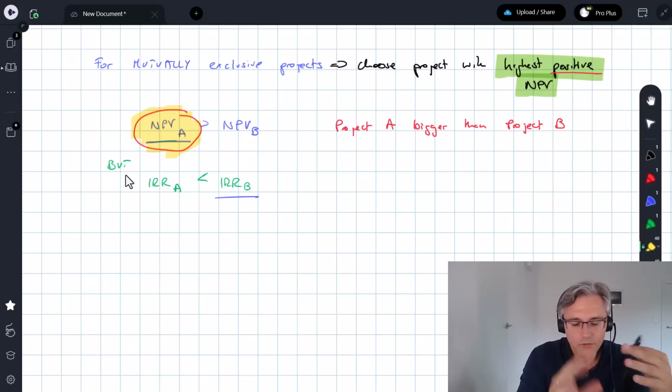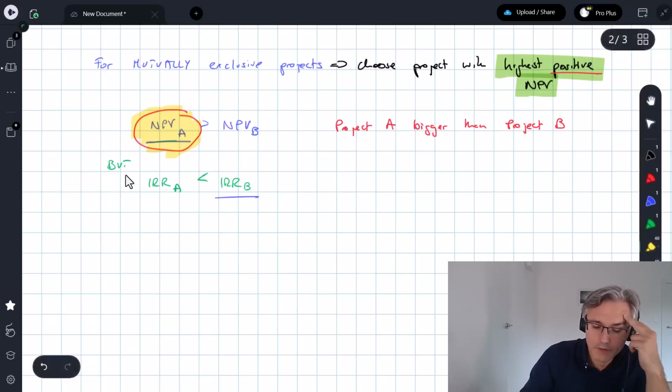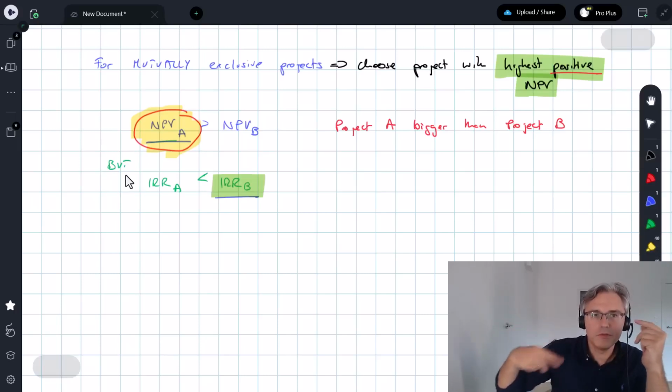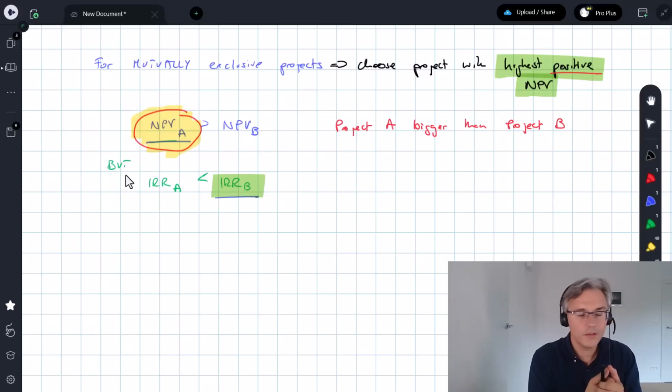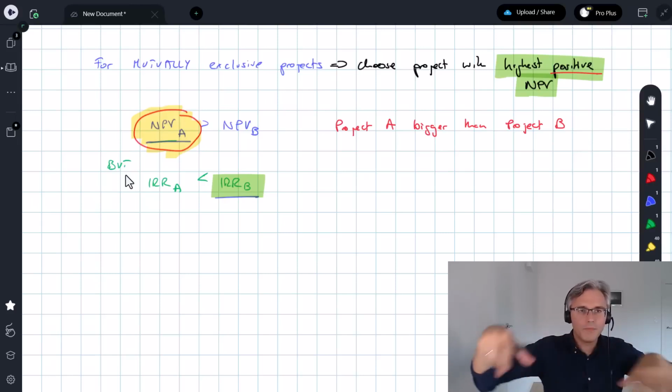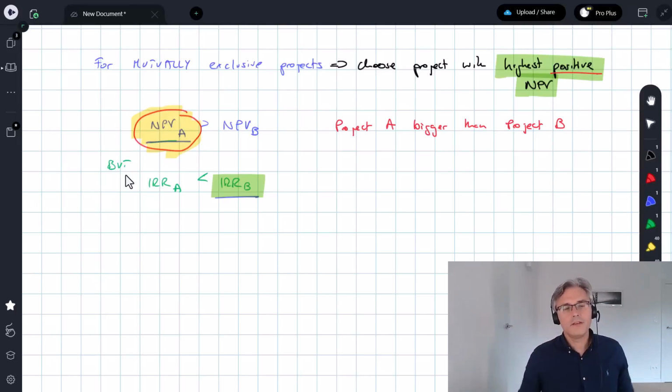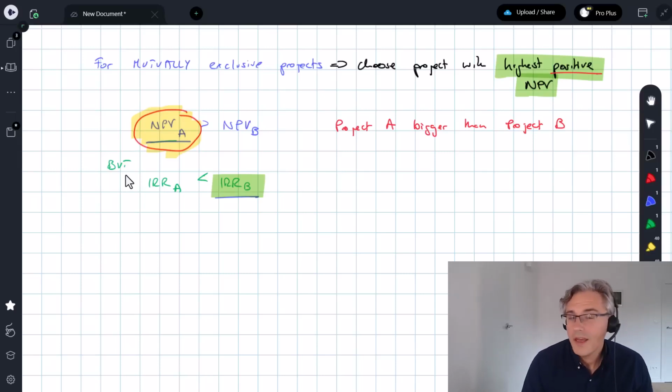Obviously, the exception to the rule would be if you can do B multiple times. If B is highly profitable or has a very high rate of return, IRR, and you can do it side by side and replicate it several times, yes, then turn it into a mega project and it will be better than A in terms of NPV as well. But if you can only do B once or A once, go with A because it will generate more value added. That's the rule, ladies and gentlemen.